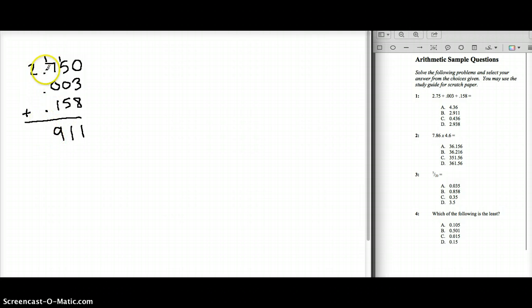And then that decimal has to be carried down as well. That stays in the same spot as the answer when you're adding or subtracting any decimal numbers. In the ones column we only have this 2, so we can go ahead and put the 2 here and we get the answer of 2.911, or it can be read as 2 and 911 thousandths. And as we see, if we look back over here, that's option B, and that's the answer to that first question. Alright, so how about number 2?